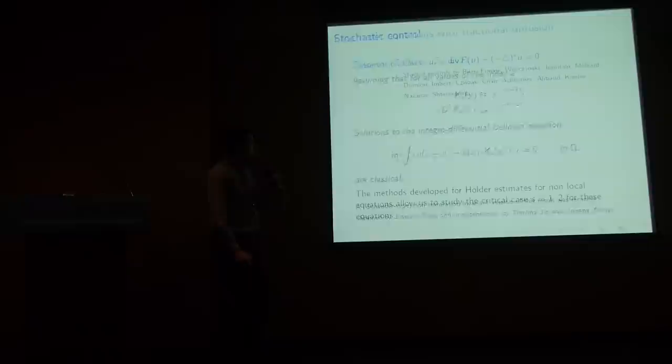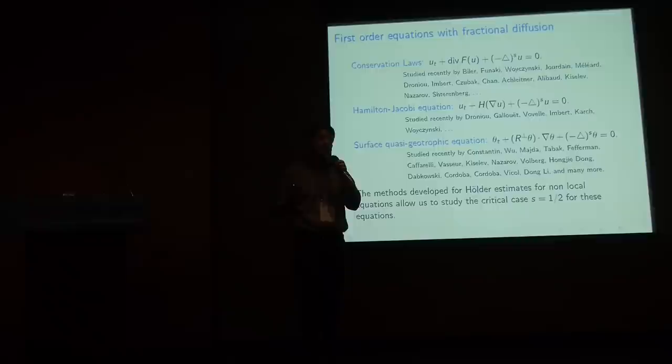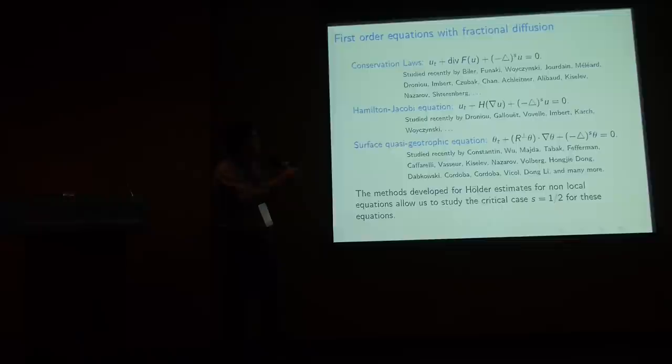So other equations that have been considered are nonlinear first order equations with fractional diffusion. The best known of these is the surface quasi-geostrophic equation, which is a toy model for the equations in fluids that I was mentioning before. When you study this type of equations, the main difficulty is to understand the interplay between the first order term and the diffusion. So if S, this parameter S, is greater than 1/2, then the diffusion would be of order greater than 1, and it is going to have enough regularization power to overcome the first order term. And it's relatively easy to show that the solutions remain smooth for all time.